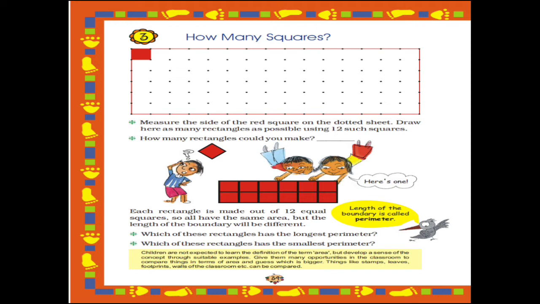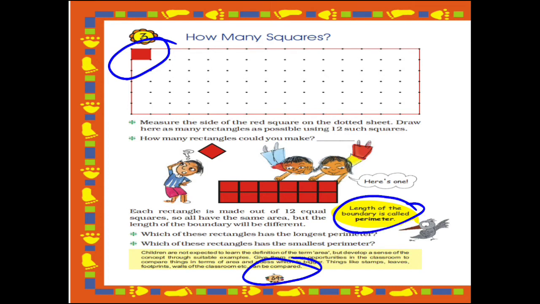We have already started chapter number 3, that is How Many Squares. We discussed in our last session that in this chapter we are going to see what is perimeter and what is area. In the last session we completed till page number 34, right? In that we measured this red square. Then we saw what is perimeter. Perimeter is the length of the boundary.